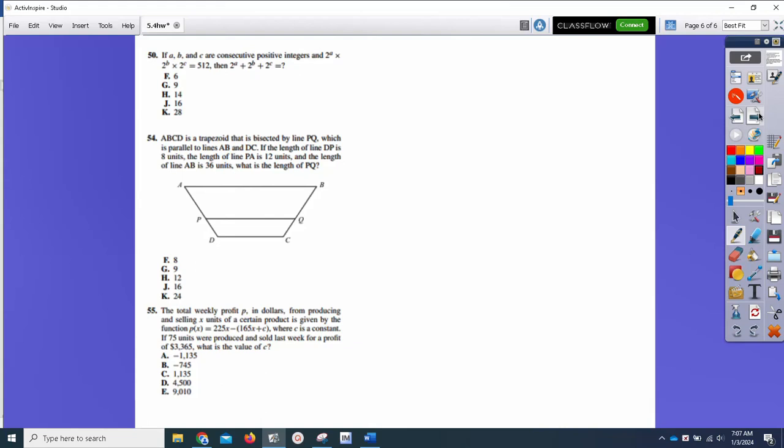Boy, that'd be kind of tricky for a lot of kids to figure out, wouldn't it? All right, let's see what they have here. They have 2 to the a times 2 to the b times 2 to the c is 512. 512 is, I want to say, maybe 2 to the 9th. It is. I wouldn't doubt myself, I'd check in a calculator. So this becomes 2 to the 9th.